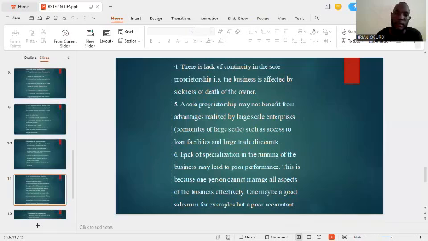The sixth disadvantage is that there is lack of specialization in running of the business, and this may lead to poor performance. This is because one person cannot manage all aspects of the business effectively. One may be a good salesman, for example, but a poor accountant.